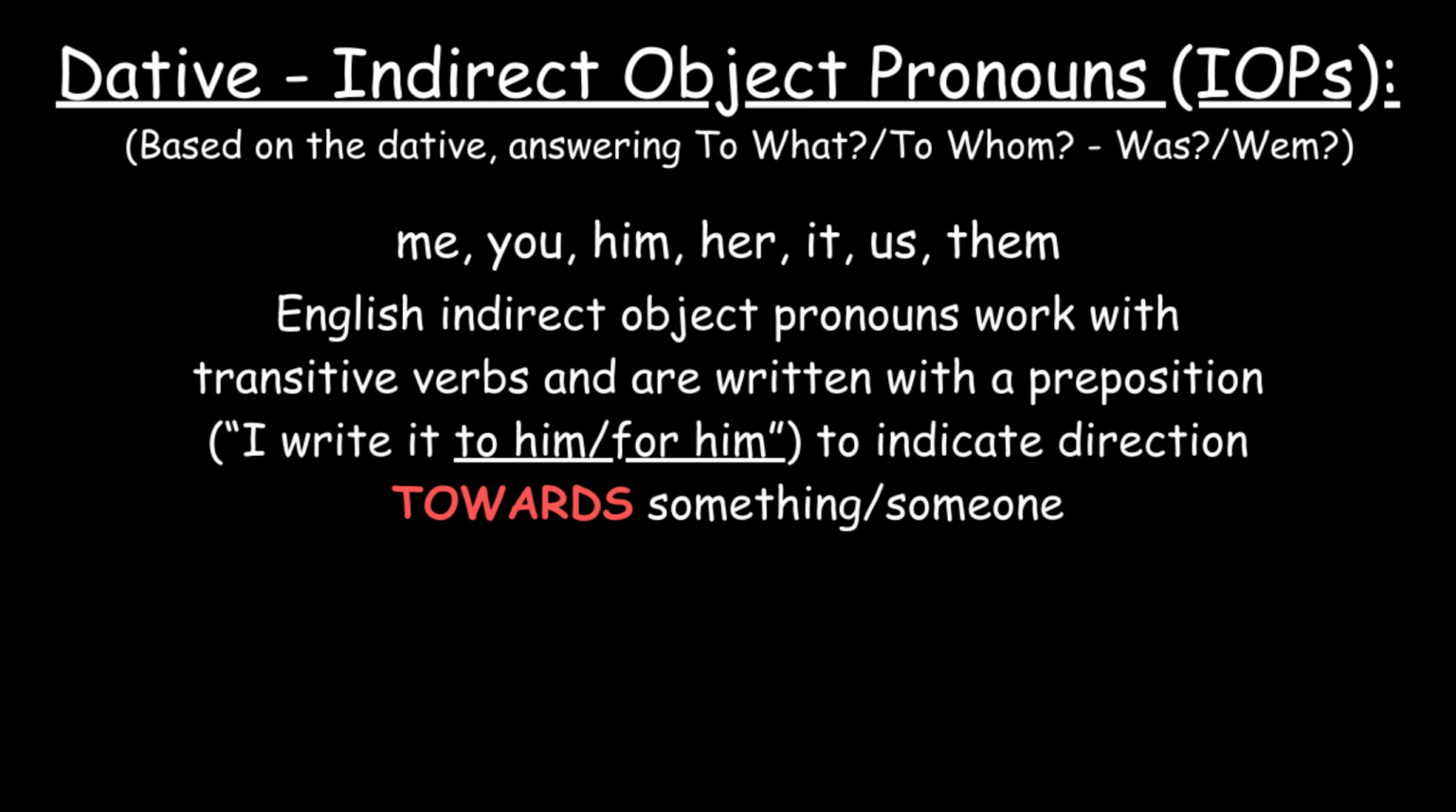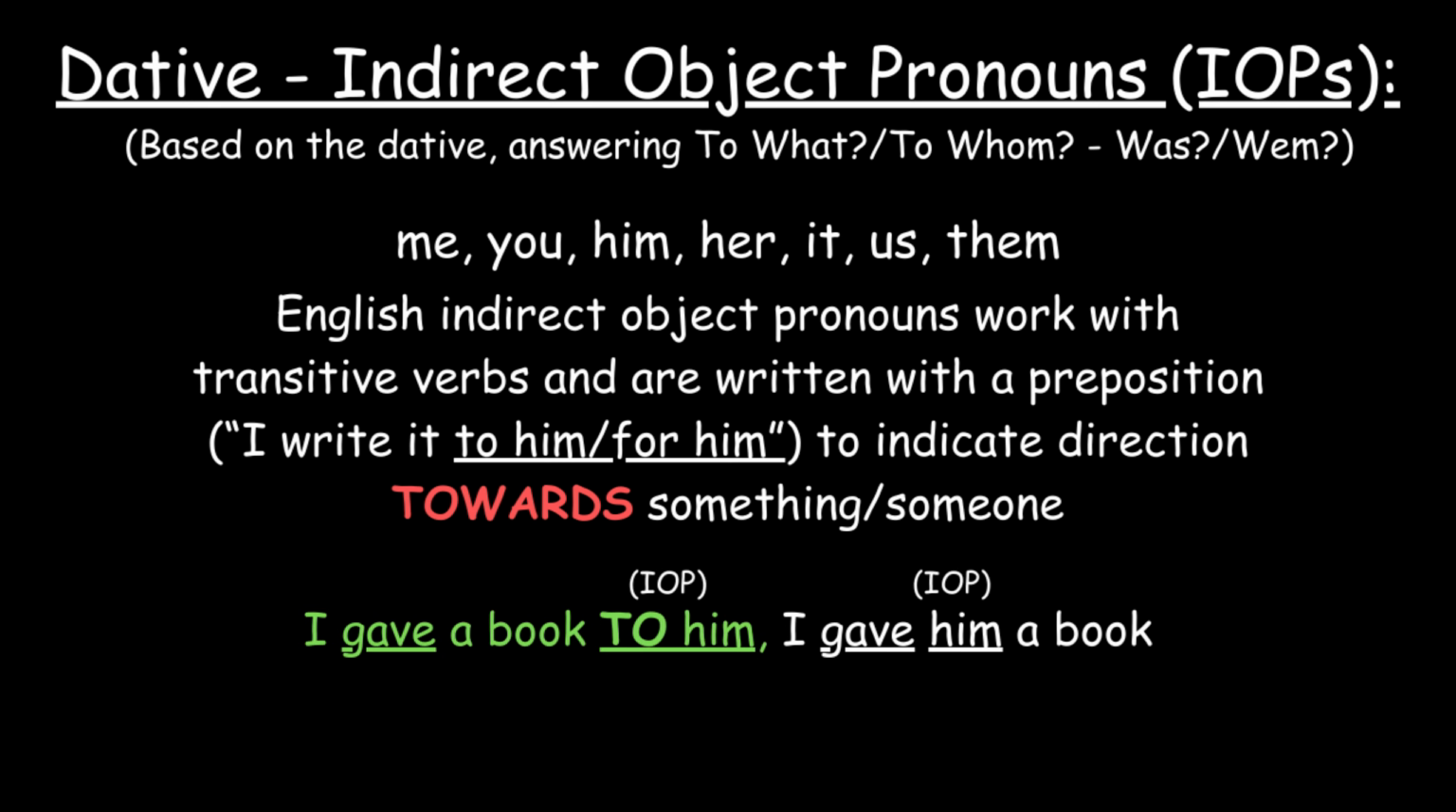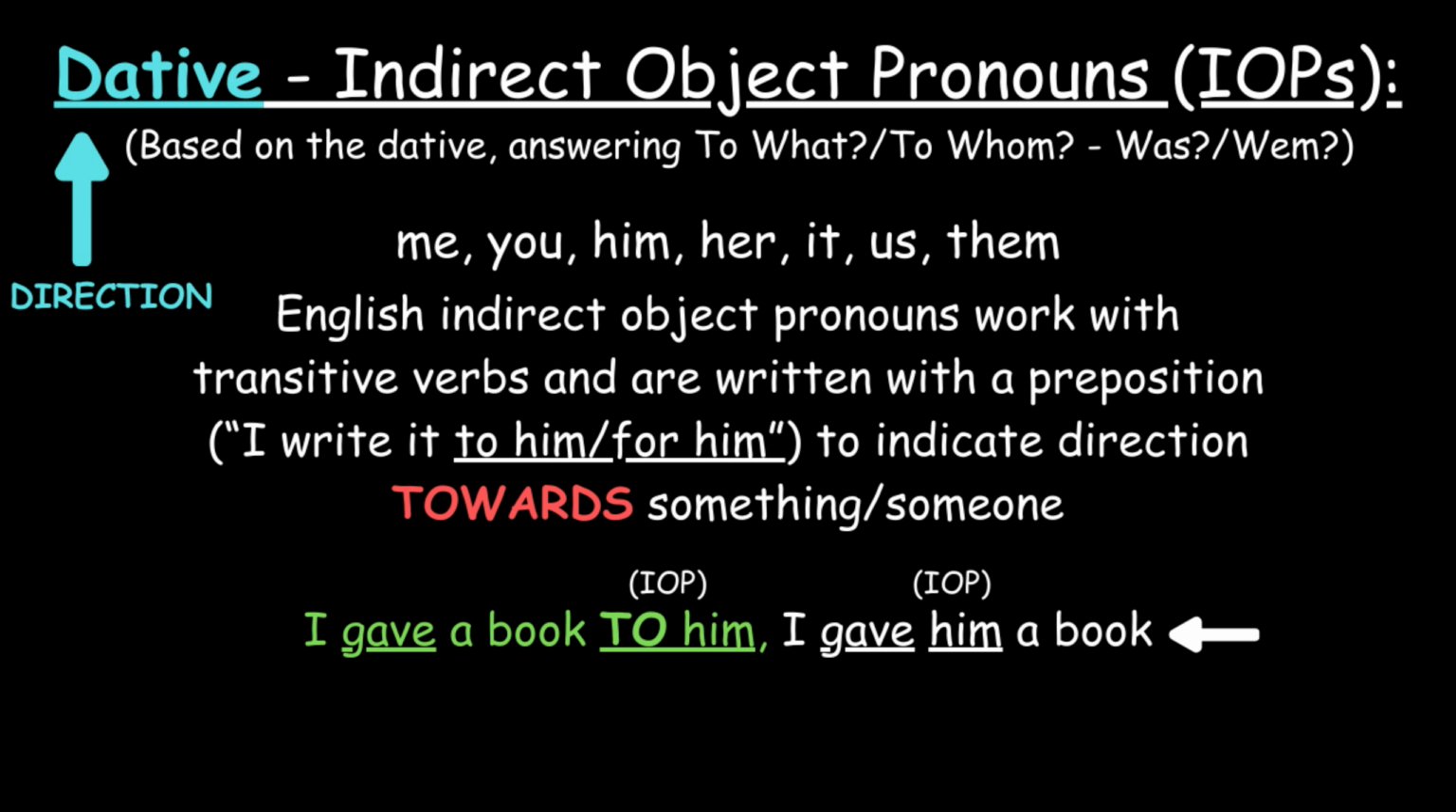Grammatically, indirect object pronouns work with transitive verbs and are written with a preposition like to or for to indicate direction towards something or someone. In English, their placement in writing may change, like saying, I gave a book to him. I gave him a book. Both phrases have a transitive verb that works with indirect object pronouns, but the first one is explicit because of the preposition which is tied to the pronoun itself. The second phrase is still correct, despite not having a preposition, and it does so because of the transitive verb. This is important to know because that's how the German dative functions, with direction.